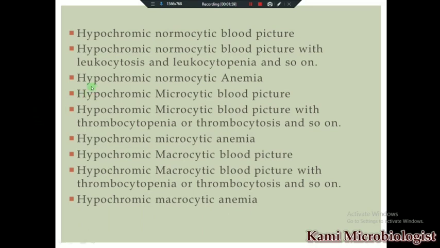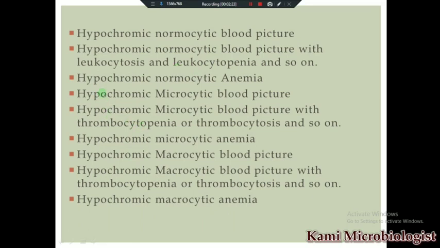Next we have another comment, that is hypochromic normocytic anemia. It means that the HB level is low, the MCV is normal, and the RBC value is also low. This condition is called hypochromic normocytic anemia. You must have the blood picture report, the CBC report I mean.